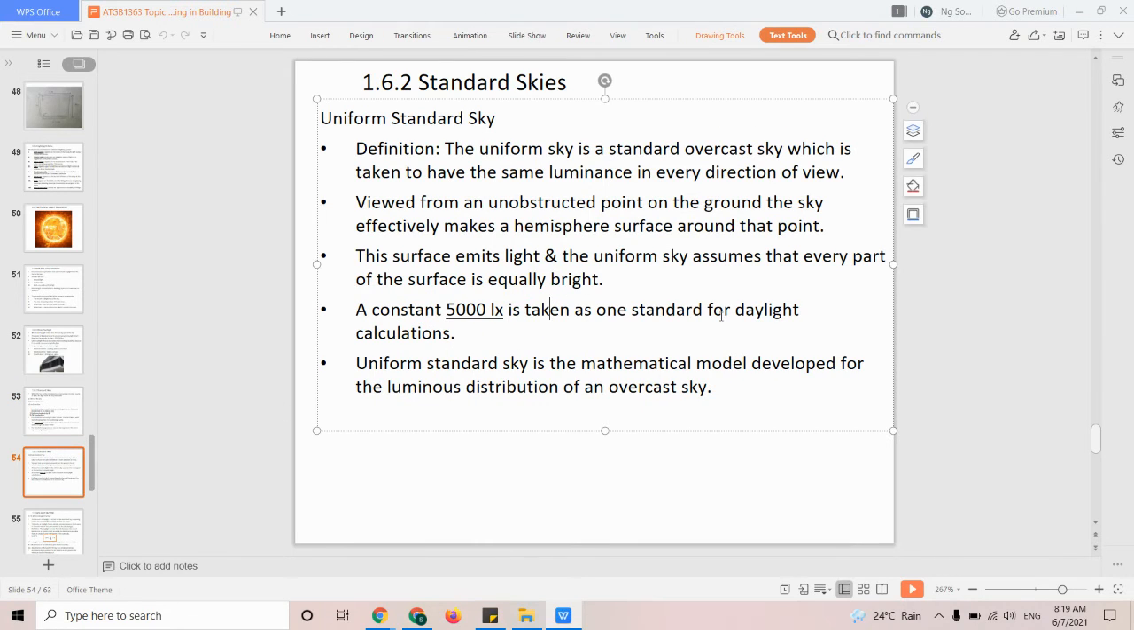Okay. So when it comes to a normal uniform standard sky, we give it a constant 5,000 lux for a standard daylight calculation. So this is an unobstructed view from the sun to the sky to the ground. And that is what is called a uniform standard sky.